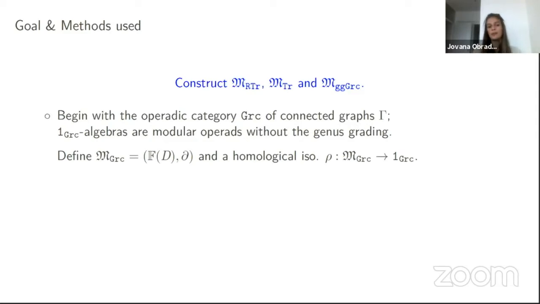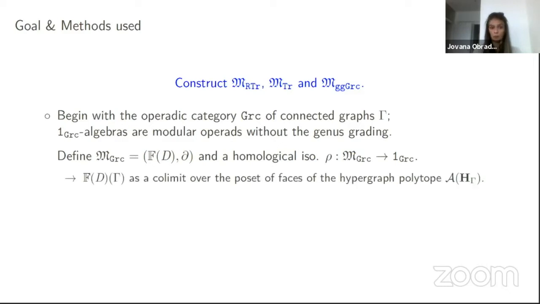Now, the proof that this DG operad is indeed the minimal model of the starting terminal operad, meaning in particular that it has the same homological properties as the starting operad, so the homology of MGRC should vanish in positive degrees. The proof of that particular fact was a combination of the following two things.